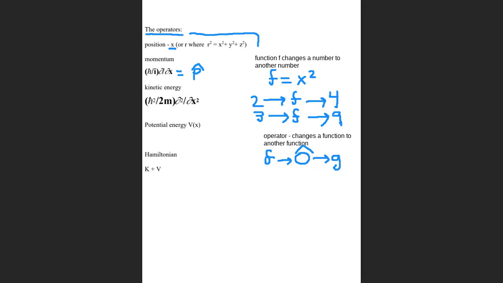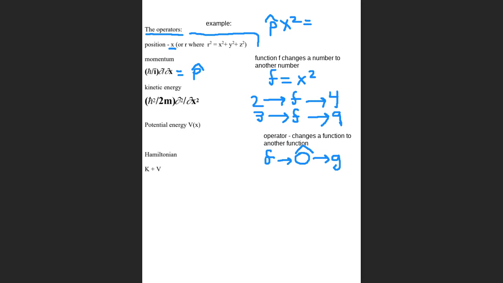Okay, so for example, let's let the operator p operate on x squared. Now, what I just wrote illustrates one of the important points about operators, which is that the operator looks to the right. So x squared is to the right of p, so p is going to operate on x squared.